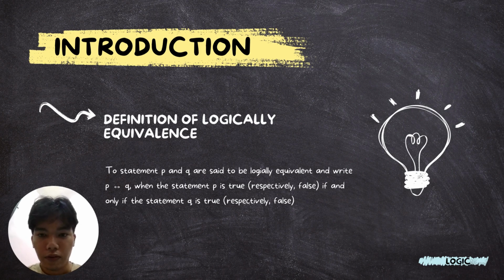First of all, for the introduction, I will give the definition of logical equivalence. The statements P and Q are said to be logically equivalent, and we write P biconditional Q, when the statement P is true, respectively false, if and only if the statement Q is true, respectively false also.